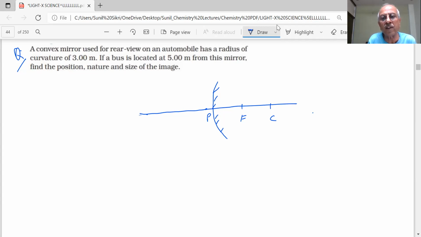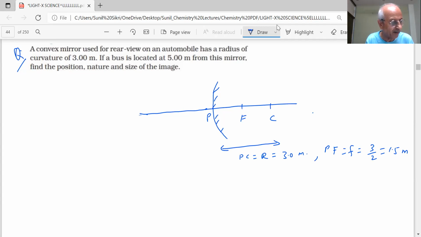A convex mirror used for rear view on an automobile has a radius of curvature. What is radius of curvature, student? This distance PC is equal to R. How much is that? 3 meters. Then what will be the focal length, PF or F? You know what will be F then? 3 by 2, 1.5 meter. Is it clear?